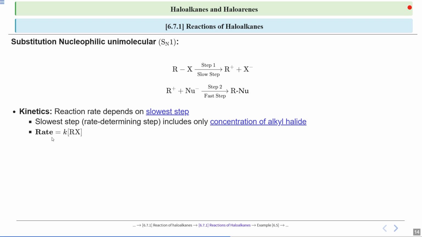So the rate equals K, the rate constant, multiplied by the concentration of alkyl halide, that is RX. Rate is K times RX. Here the concentration of alkyl halide has power 1, so it is a first order reaction. It depends only on the concentration of the reactant, the alkyl halide, present in the slowest step, that is step 1.